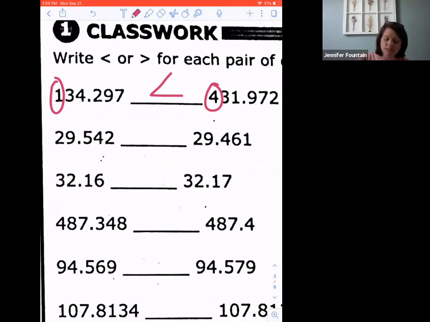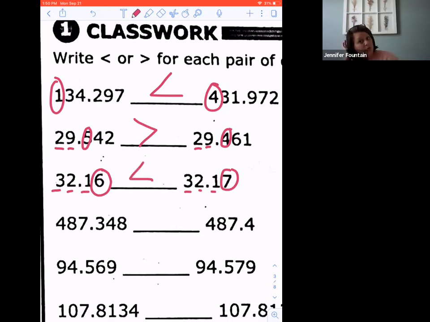Now when I look at this one, I've got a 2 and a 2, a 9 and a 9. Those are both the same. So now I start looking past my decimal and I have a 5 and a 4. So I know that my first one will be greater than. I have a 3 and a 3, a 2 and a 2, a 1 and a 1. So now I'm looking at a 6 and a 7. So now I can see that 7 is larger than 6. So my second number is the larger one.